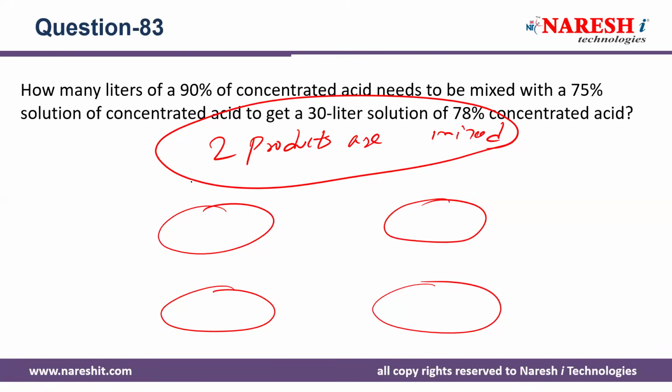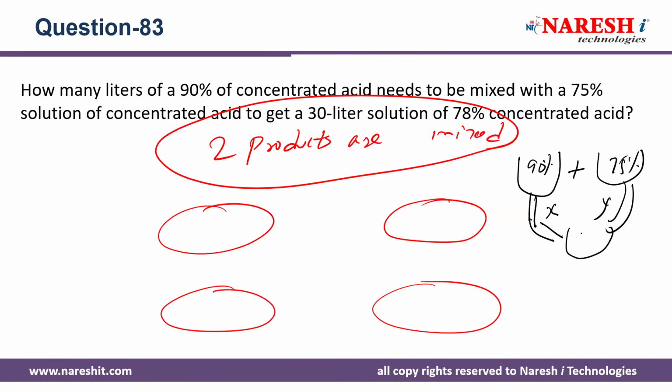How many liters of 90% concentrated acid? So actually the question is that there is a solution of 90 percentage. They are adding this solution with another solution, which is 75 percentage. From this, some liters have been taken. Let's take X liters from the first one and Y liters from the second one. They made another container, which is 78 percentage. This container had 30 liters of solution. This 30 is made by X and Y only. So they're asking the value of X.